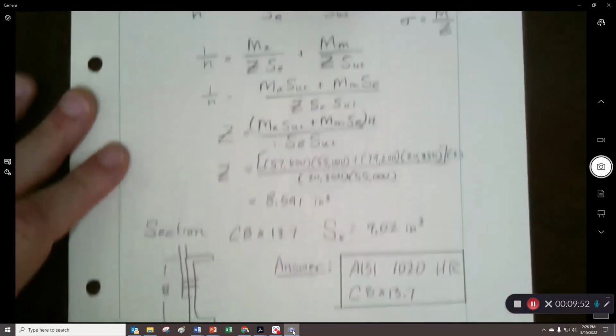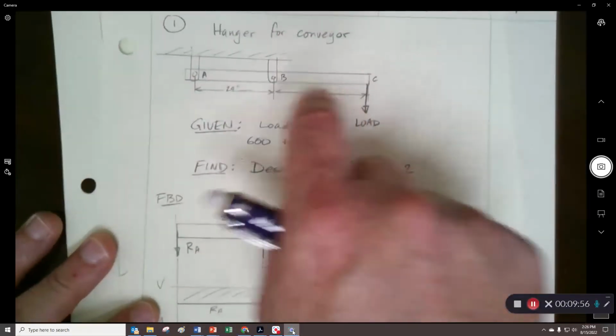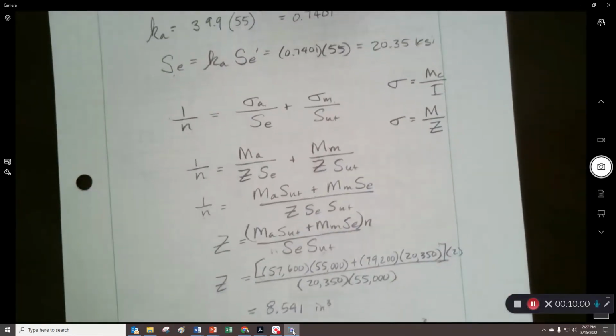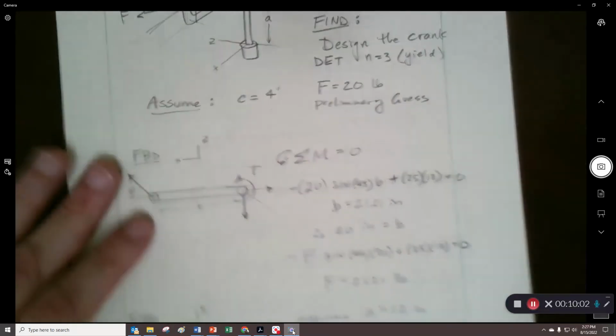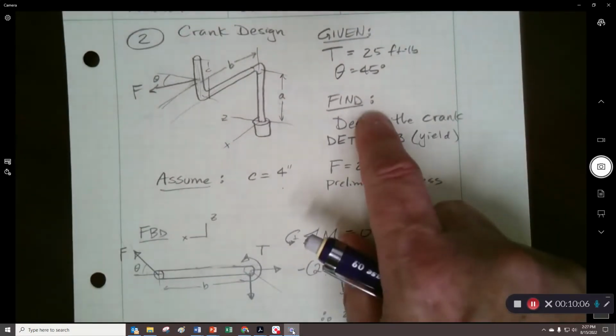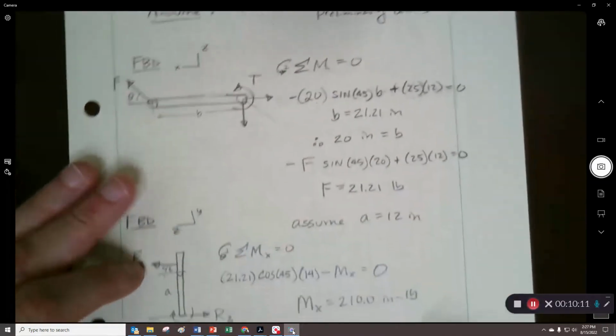So what I've done is I've designed this bracket. I've designed this hanger. I've picked out a cross section that I believe will work for the design. Same thing, I have designed a crank right here. It tells you that this angle right here is 45. You get the idea, right?